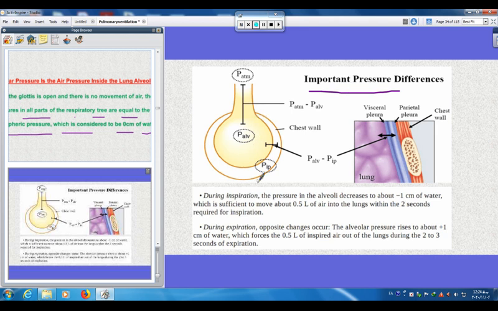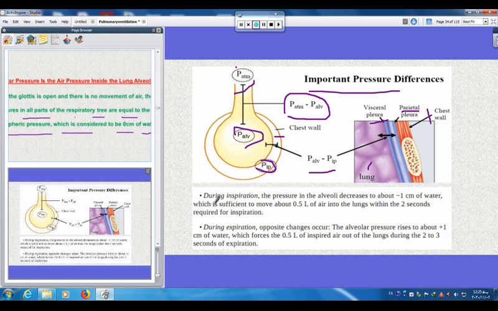For example, you can see the pressure in the atmosphere, the pressure in the alveoli, the pressure in the chest wall, and this is the difference between atmospheric pressure and pleural pressure, and this is the intrapleural pressure in this section. And alveolar pressure minus pleural pressure shows the transpulmonary pressure. In this cross section, you can see the lines, and this is the visceral pleura and parietal pleura in this section, and the chest wall in this section.